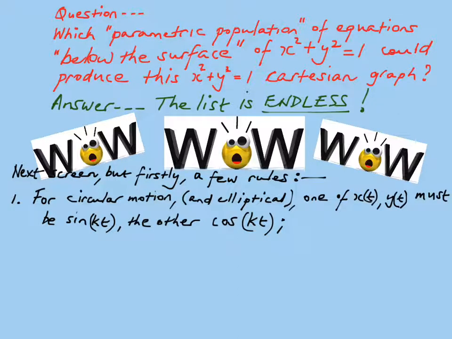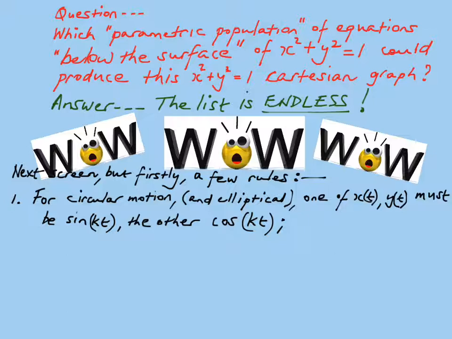Right, for circular motion and for elliptical motion, one of the x function of t and y function of t parametric equations must be in terms of sine of kt, and the other one must be cos, okay? One has to be sine, the other one has to be cos. If you've got that, the x is either sine or cos, and then the y is the other one, if you know what I mean. That'll get you a circle or an ellipse, okay?